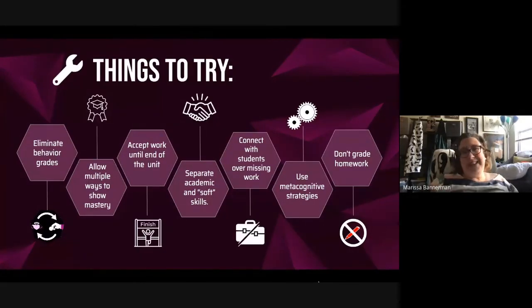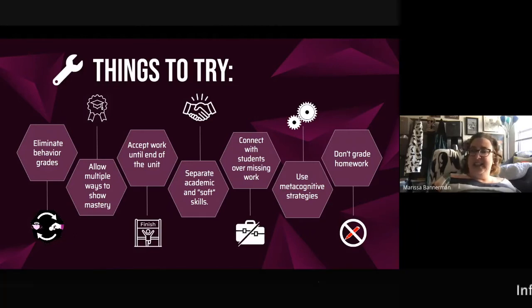So before we send you off into breakout rooms to practice problem solving with an equitable approach, here are some strategies to address the pesky homework and late issue. You can eliminate behavior grades, which we talked about. We can allow multiple ways of showing mastery, right? And this is rooted in those rich tasks. You can do a written product, you can do a visual product, you can do a conversation, right?